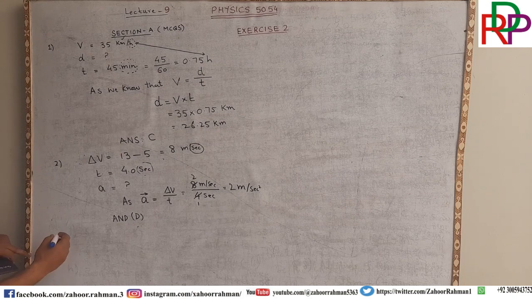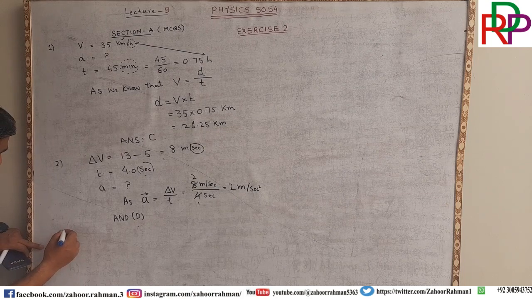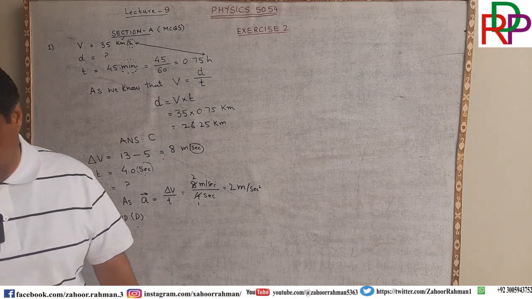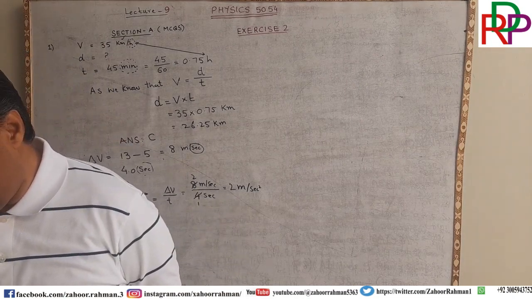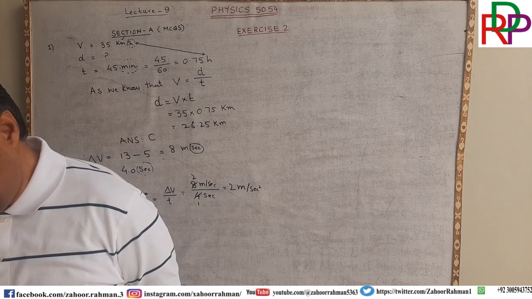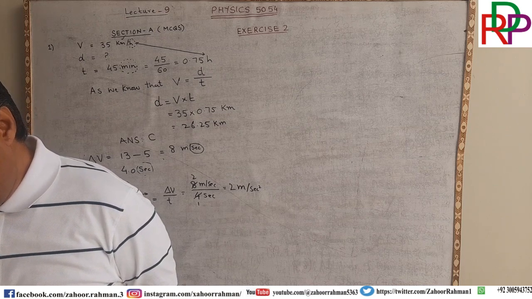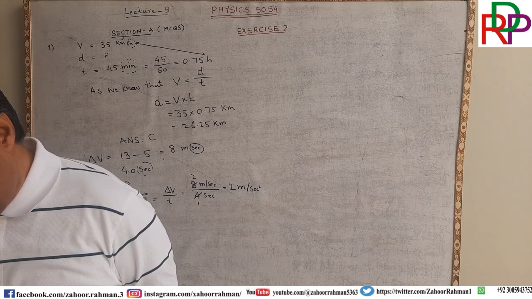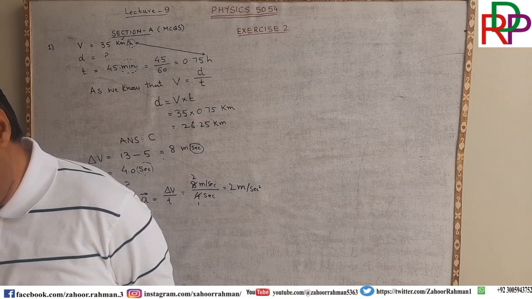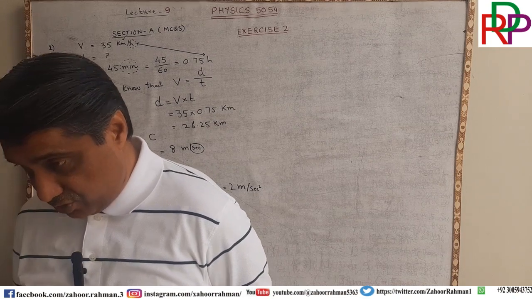So now we are turning our focus to question number 3, and that question is saying a ball which is thrown vertically upward at 1.2 meter per second decelerates uniformly at 10 meter per second square.